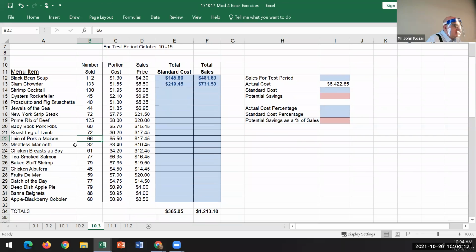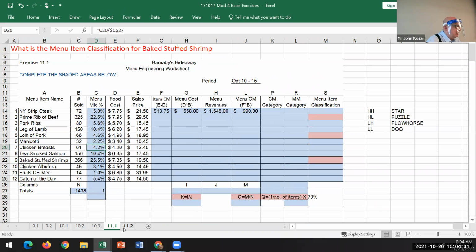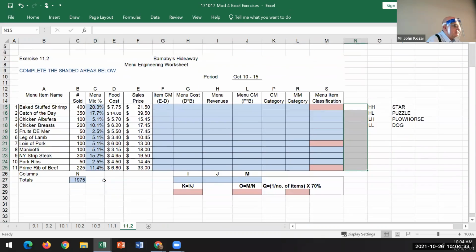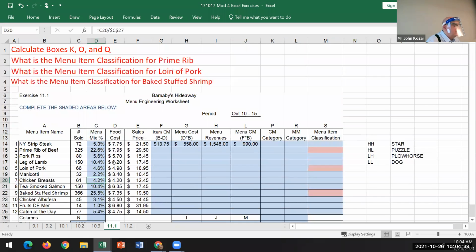This is the potential savings sheet. I know that we did this in class. I can't remember if I did it at home or not. Did you get a handout on this? You did. Okay. So are there questions on 10.3? 11.1 and 11.2 are the menu engineering worksheets. Are there any questions on those?